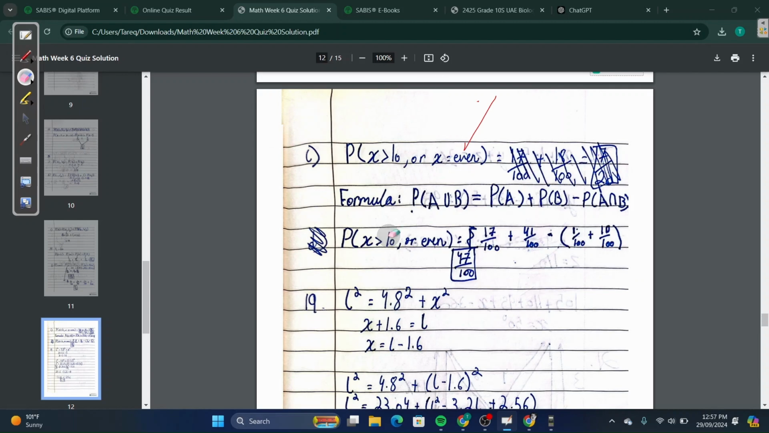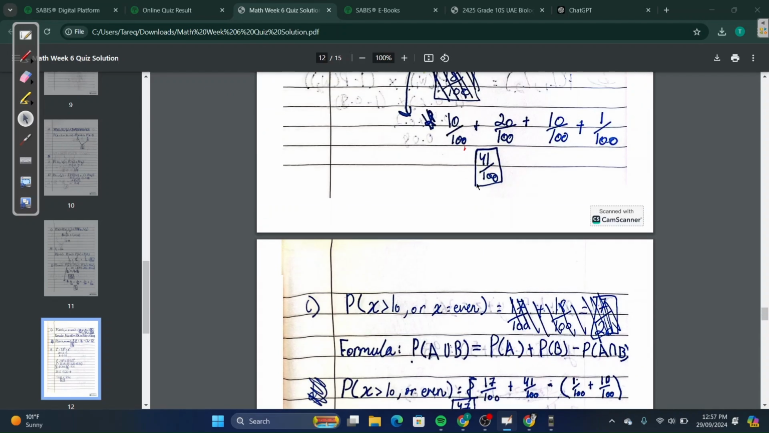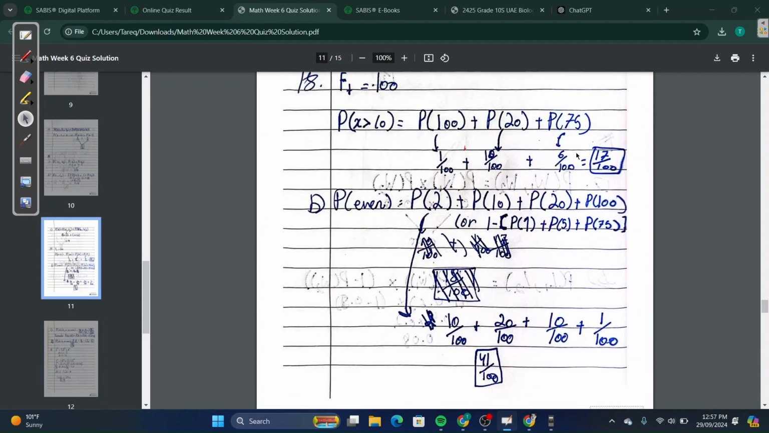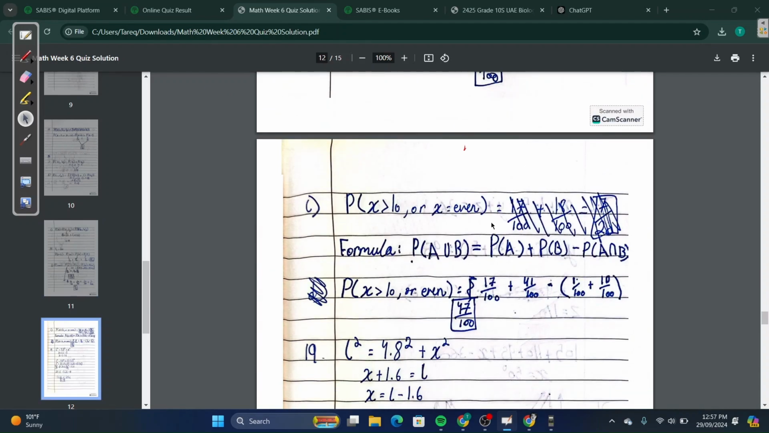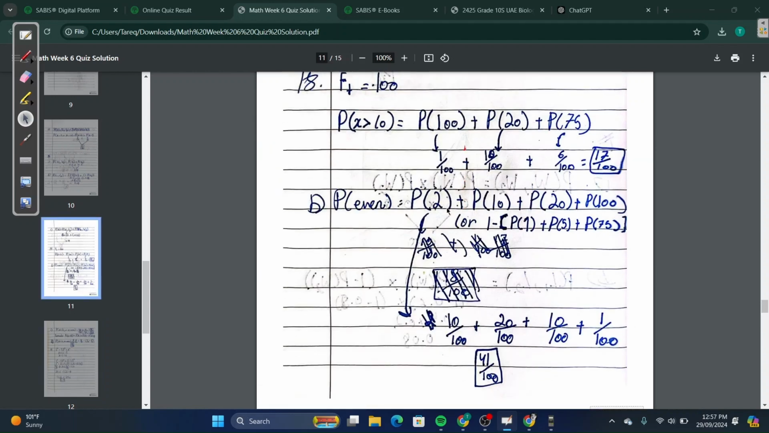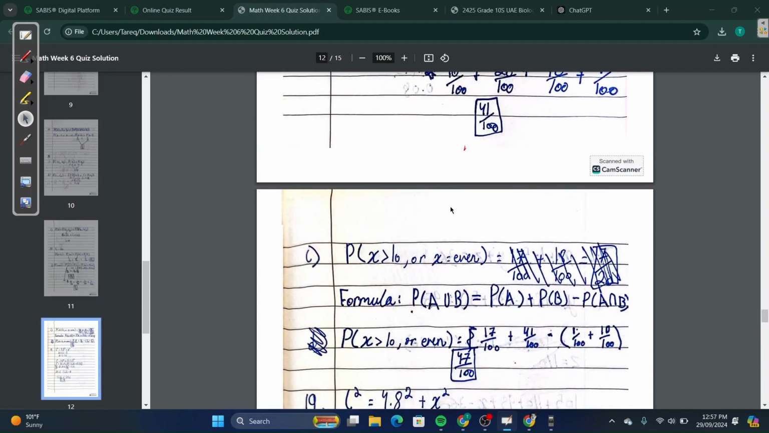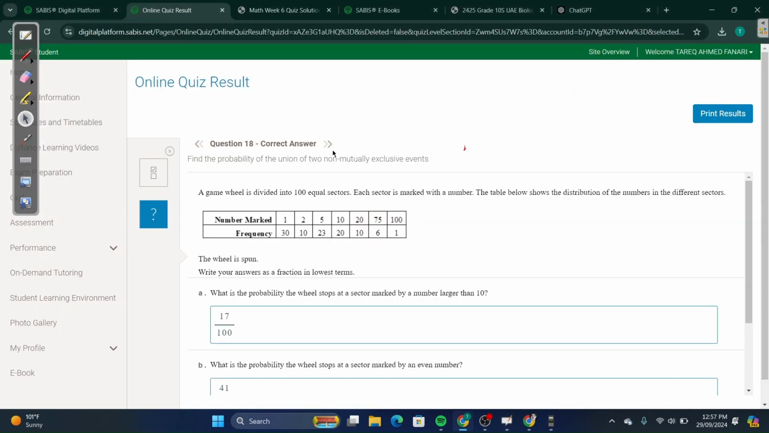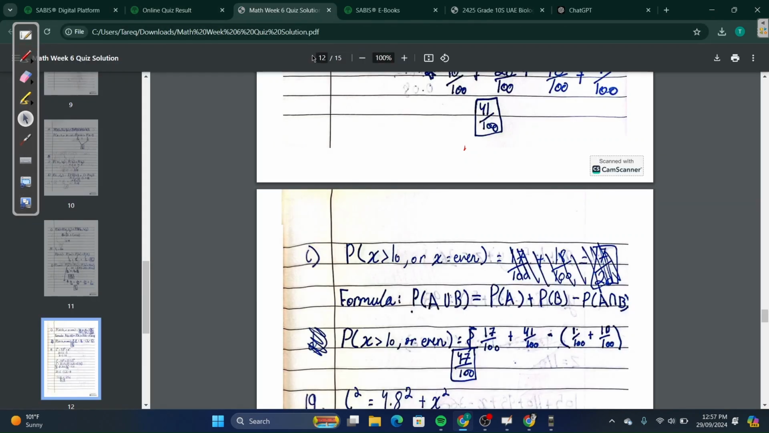So we got the probability of A. In this case, A is x greater than 10, which is 17 over 100, plus x is even, which was 41 over 100. So 17 over 100 plus 41 over 100 minus the probability of A intersection B. What's A intersection B? The 10, 20 and 100. So 10 over 100 plus 1 over 100. So 21 over 100. Or 11 over 100, sorry.